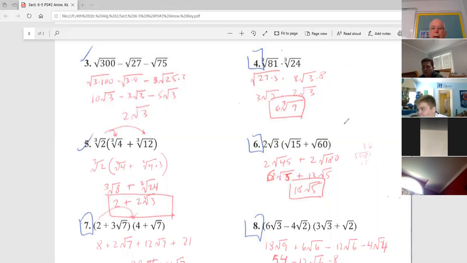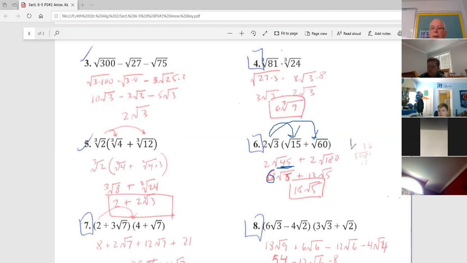All right, on 5, you had to distribute that 2 radical 3 to both of these. And again, you could have simplified the 15 first, but can we simplify that? We didn't simplify that. So 2 radical 3 times 15 is 2 radical 45, and then times the 60 is 2 radical 180. And then I simplified the 45 because 45 is 9 times 5. 9 is a perfect square, so it comes out as 3. 3 times 2 becomes the 6 there, leaving 5 under the radical.